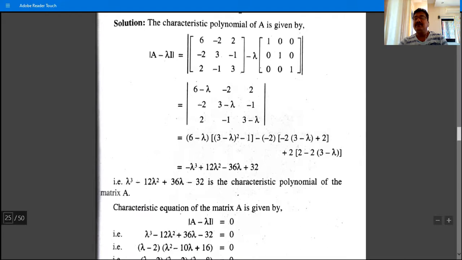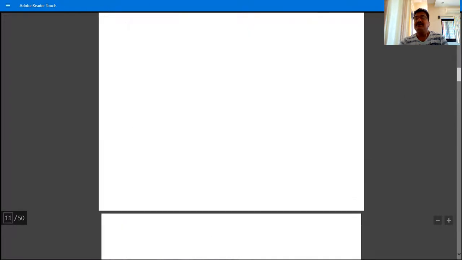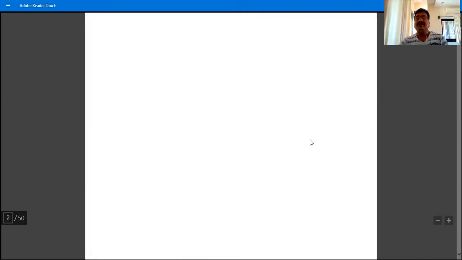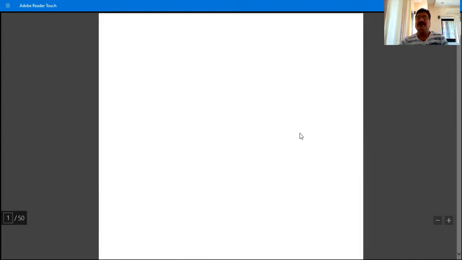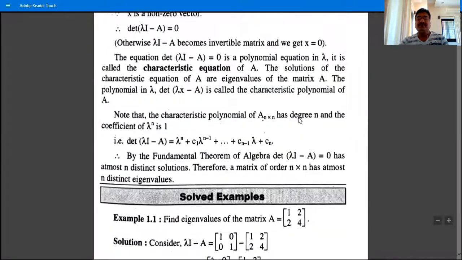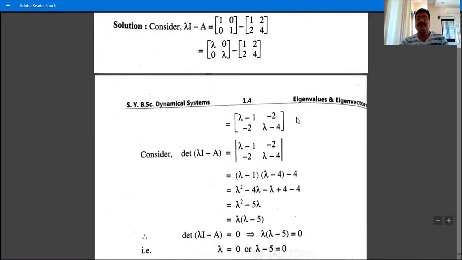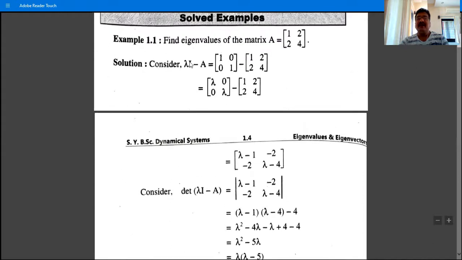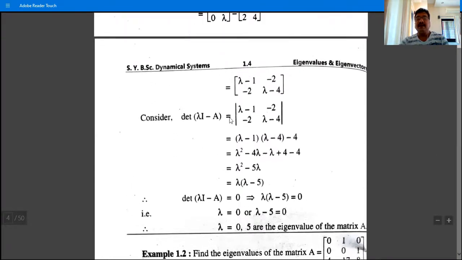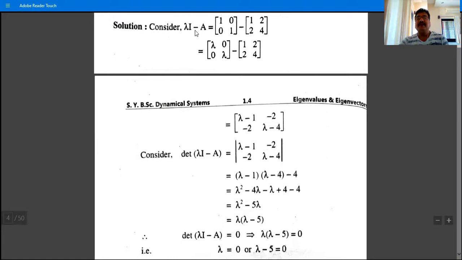We know that in the previous lectures, in the first lecture of this topic, we found the eigenvalues and eigenvectors of the matrix using that method, A minus lambda I. So for example, in these examples, instead of A minus lambda I, find lambda I minus A. Then the determinant of lambda I minus A. First find lambda I minus A.